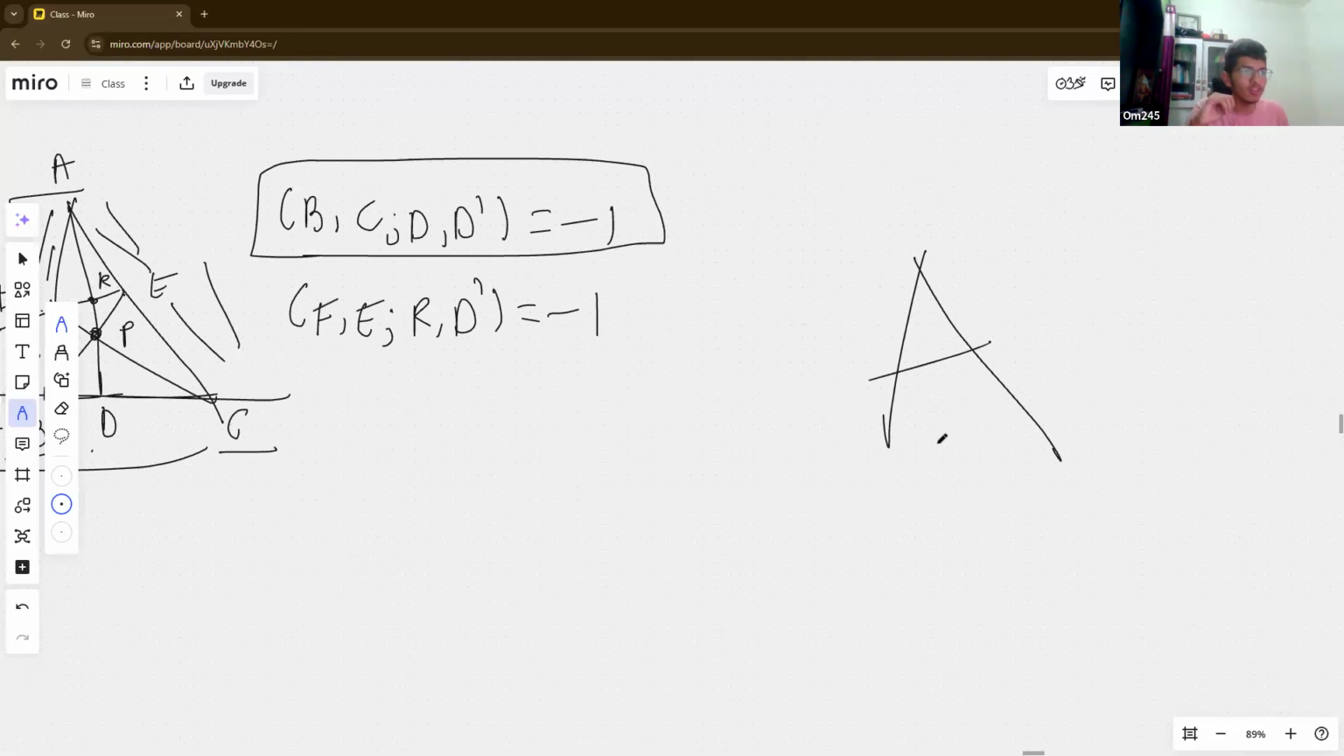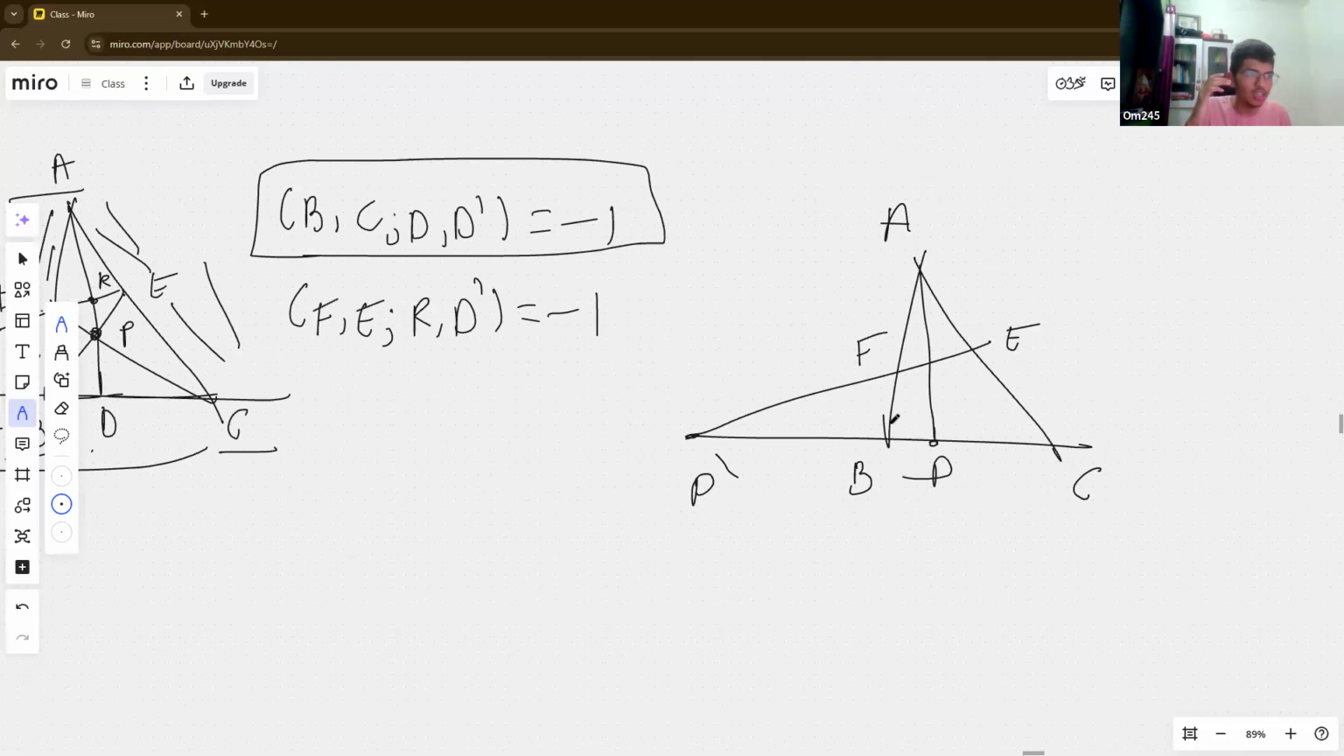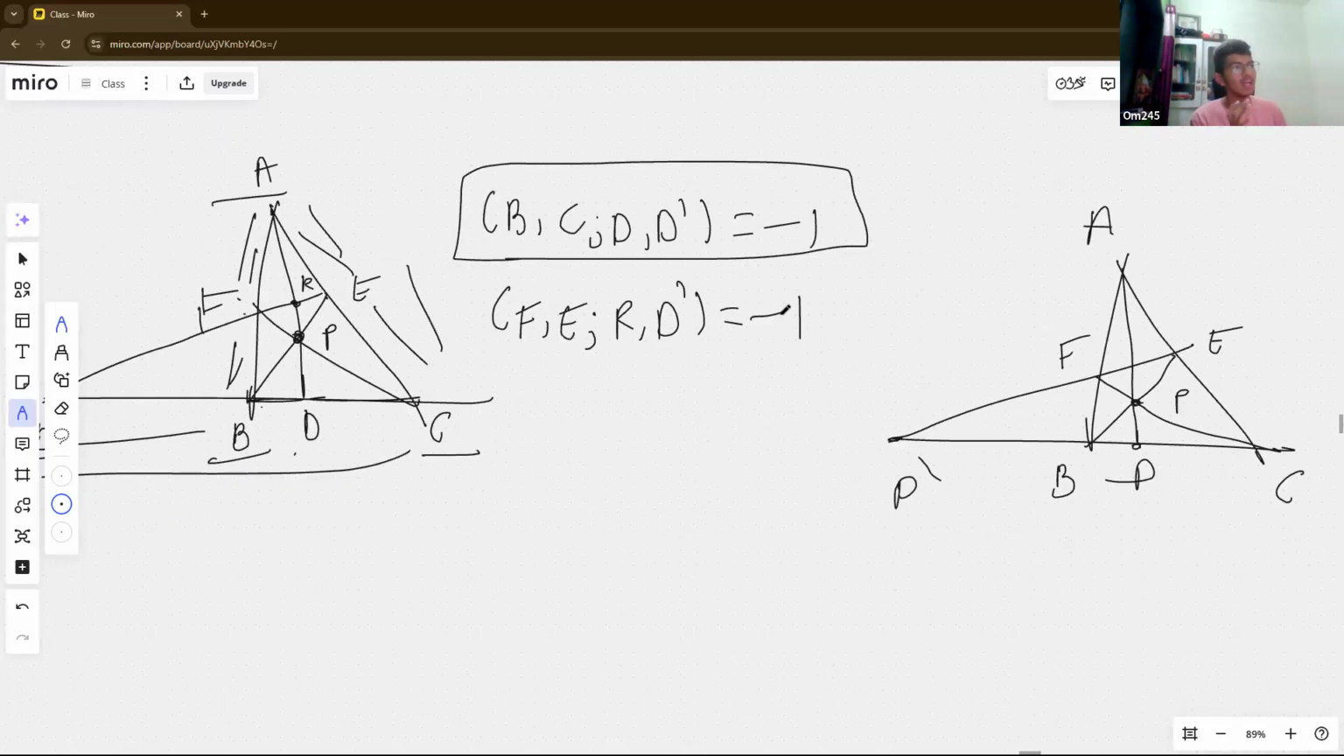So if you have 4 points, suppose D, D dash, B, C, and now you consider any line from D dash intersecting AC and AB at some F and E, then because of this harmonic thing, these 3 lines are concurrent at P. I hope everyone understands this is called a harmonic quadrilateral.